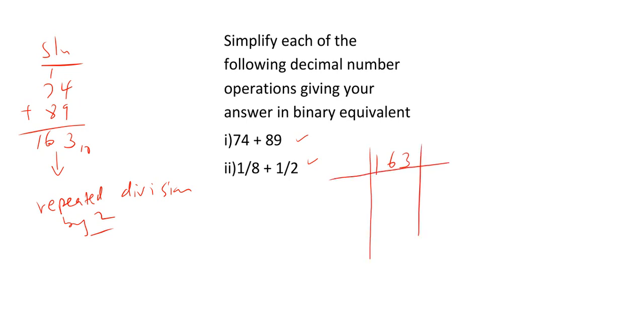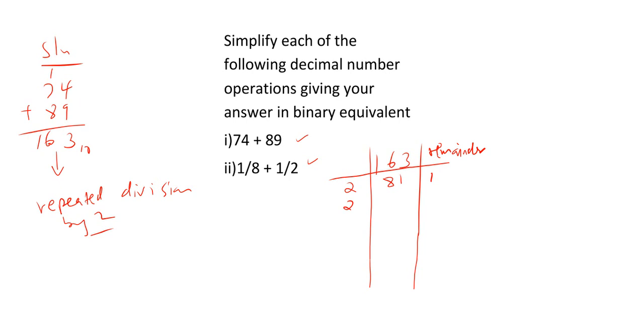So this is how you do it. You make columns whereby we have 163, and you have the remainder in one of the columns. So we are going to divide repeatedly by 2. 163 divided by 2, we get 81. And when you take 2 times 81, you get 162, and the remainder is 1. You write the remainder on the far right.